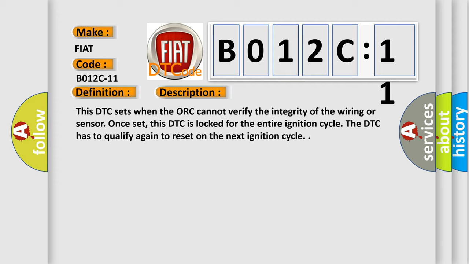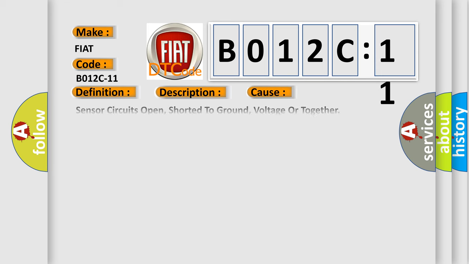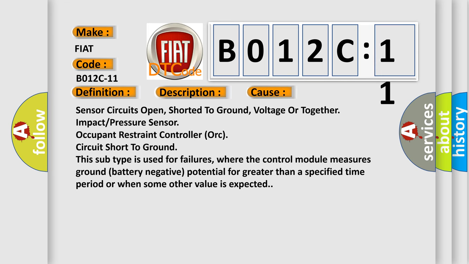This diagnostic error occurs most often in these cases: sensor circuits open, shorted to ground, voltage, or together impact pressure sensor occupant restraint controller AUX circuit short to ground. This subtype is used for failures where the control module measures ground battery negative potential for greater than a specified time period or when some other value is expected.